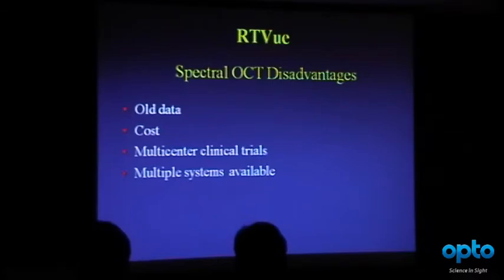Other disadvantages, if you switch from a time domain machine to a spectral domain machine, what do you do with the old data? How does it transfer? The cost, these are clearly more expensive. If you do multi-center clinical trials, there are multiple machines available. So if you have one type of spectral domain and the person who's in the trial in another city has another spectral domain machine, how do you produce similar data? This has not yet been worked out.